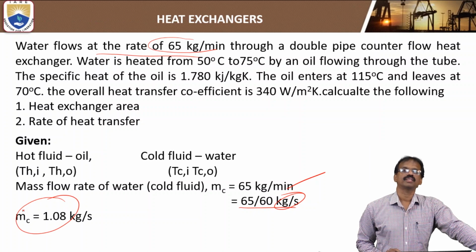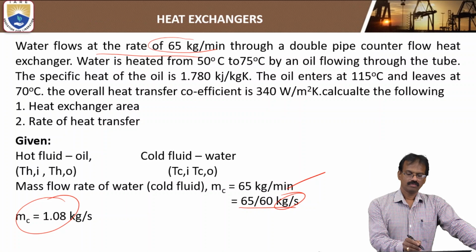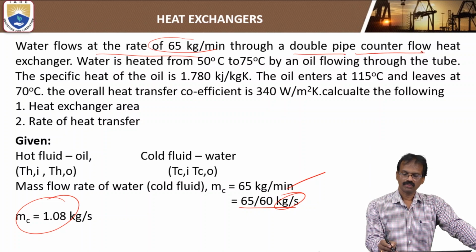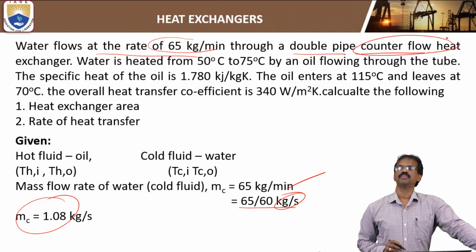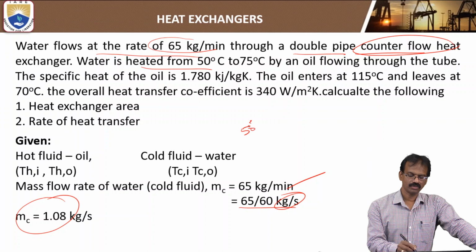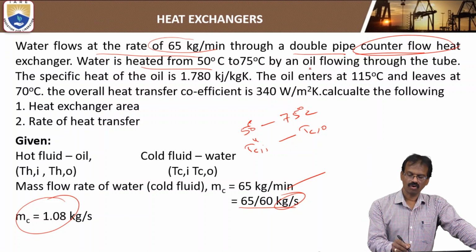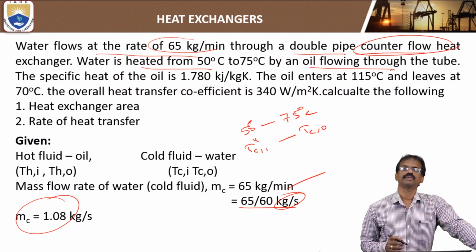Mass flow rate of water, MC, because water is the cold fluid, through a double pipe counterflow heat exchanger. So the type of heat exchanger is counterflow heat exchanger. Water is heated from 50 degrees Celsius to 75 degrees Celsius. It means TCI is equal to 50, TC0 is equal to 75 degrees Celsius, by an oil. So oil is the hot fluid, flowing through the tube.